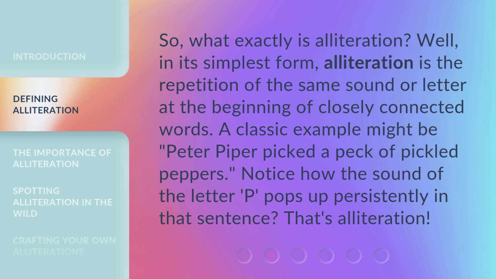So, what exactly is alliteration? Well, in its simplest form, alliteration is the repetition of the same sound or letter at the beginning of closely connected words. A classic example might be, Peter Piper picked a peck of pickled peppers. Notice how the sound of the letter P pops up persistently in that sentence. That's alliteration.